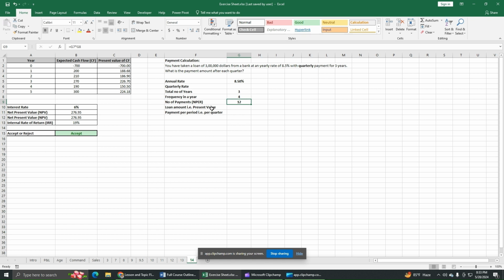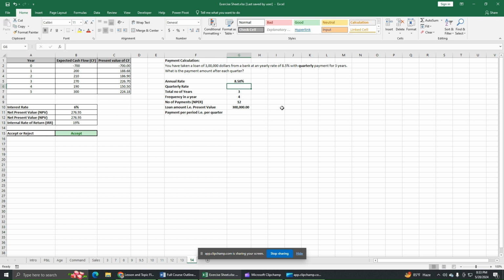Now loan amount or present value. Loan amount is 300,000. Because we are taking this loan amount at present, this is the present value. So we can call this loan amount, we can call this present value. Both of them are right.